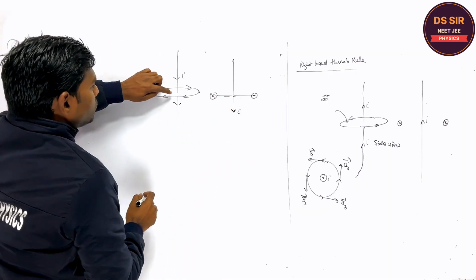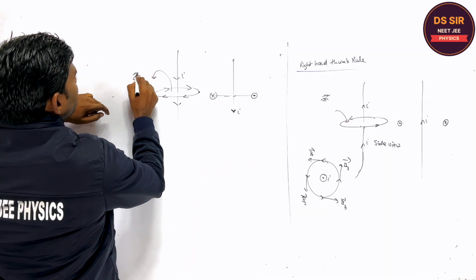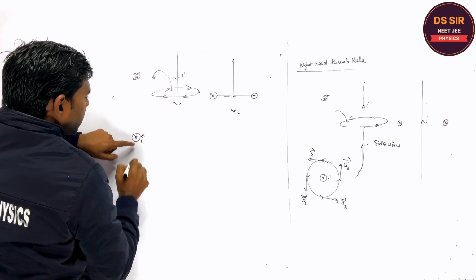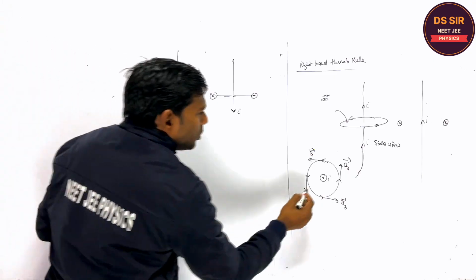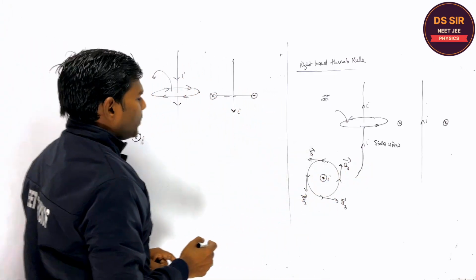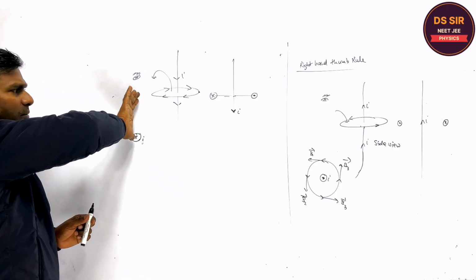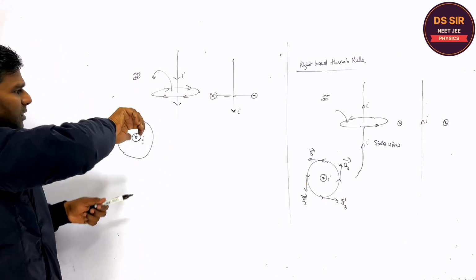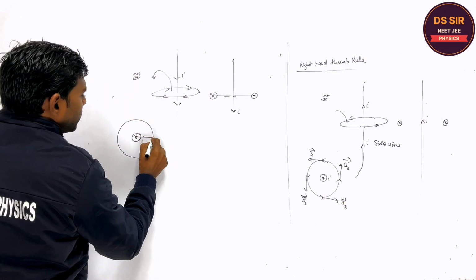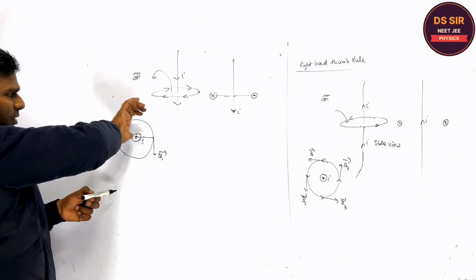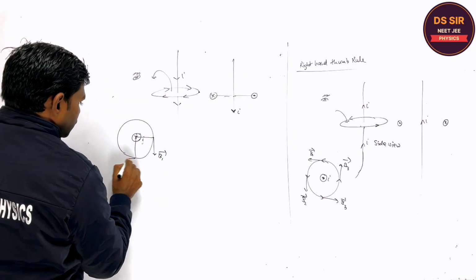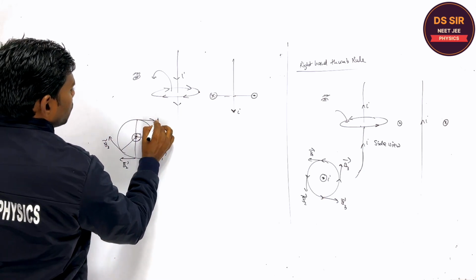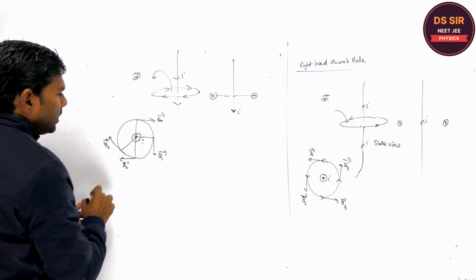If you see from the top, the cross means the current is going inwards into the board. The dot means current coming out from the board. So it is going into the board. The direction of the magnetic field is like this. At this point, the magnetic field is in this direction. This is B2. If you consider this, this is the B3 vector and so on. This is the B4 vector. Are you getting or not?